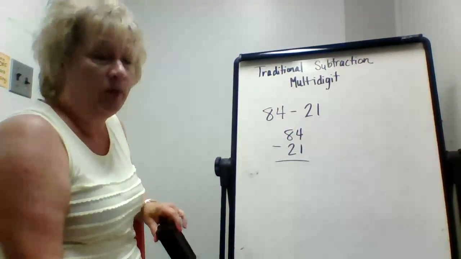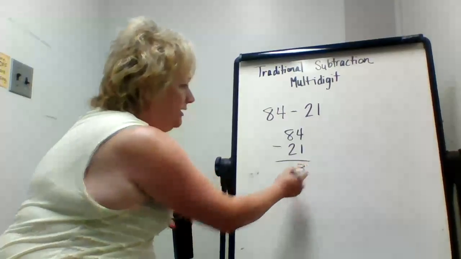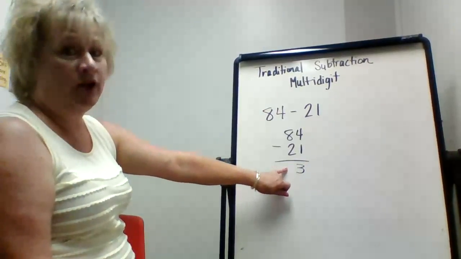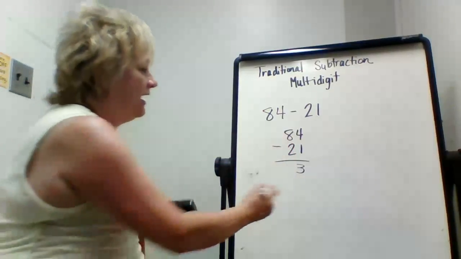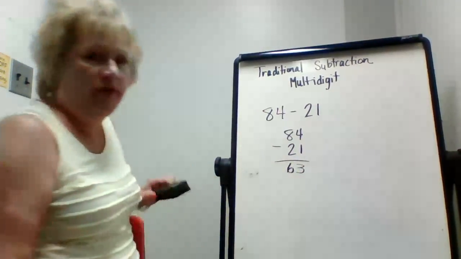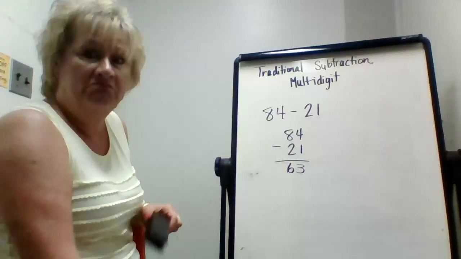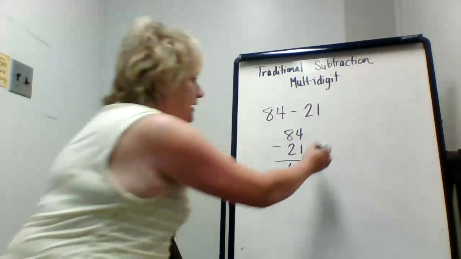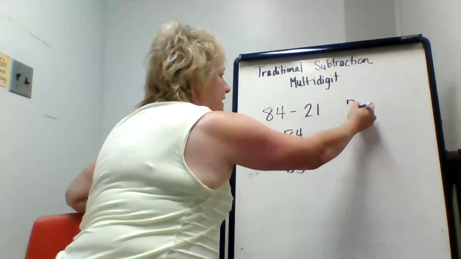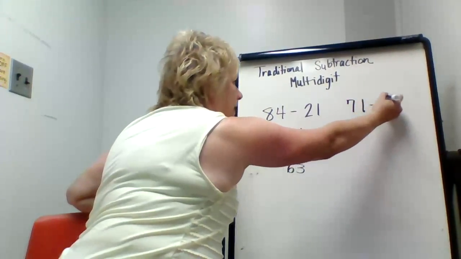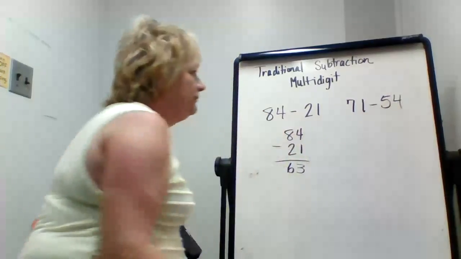When I take 1 away from 4, I get 3. I'm going to move to my next column. When I take 2 away from 8, I get 6, or the number 63. Simple enough, right? Now, let's make the problem just a little bit trickier. Let's take 71 minus 54.